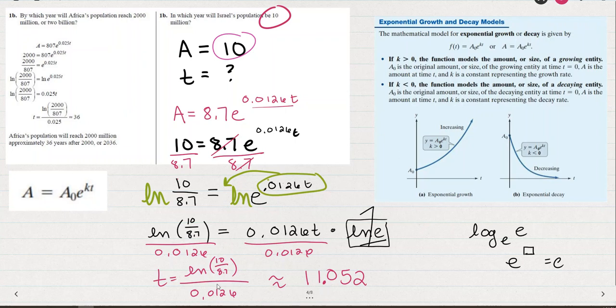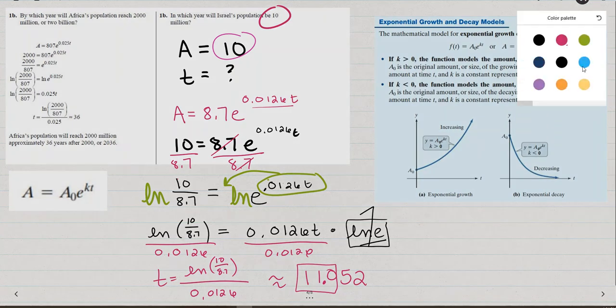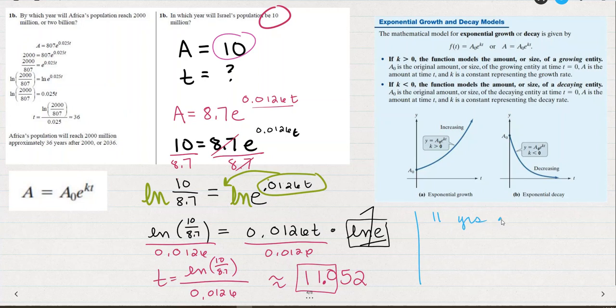If you put that on your calculator, did you get 11.052? So ln 10 divided by 8.7, close parenthesis, divided by 0.0126. And that's going to give us approximately 11.05. Rounded to the nearest number of years would be 11 years. So 11 years after, let me jot this down, 11 years after our initial year of 2020 is going to be 2020 plus 11, or 2031. So to answer this question, in which year will Israel's population be 10 million? If it continues on this growth pattern, it's going to be 2031.